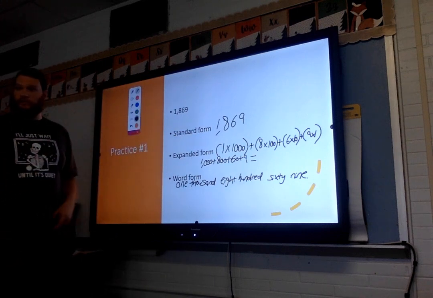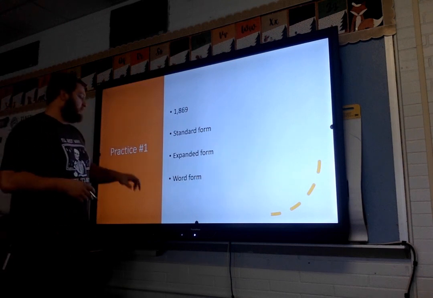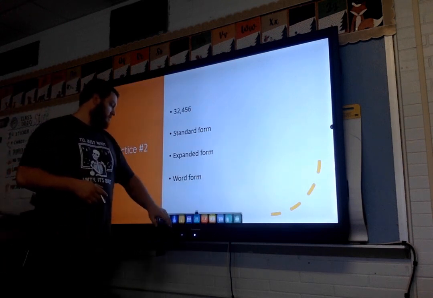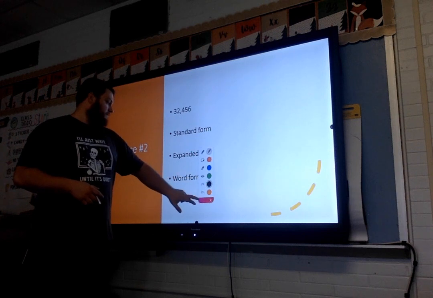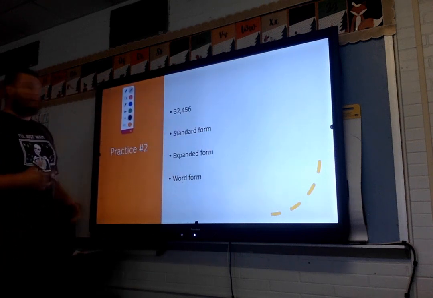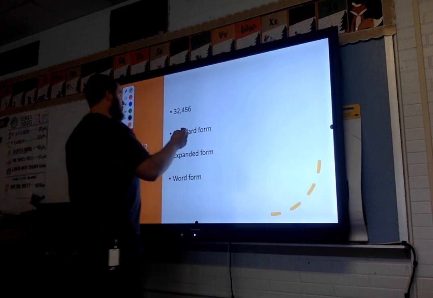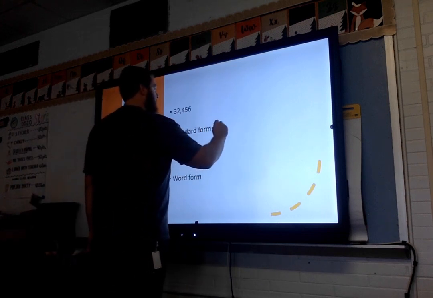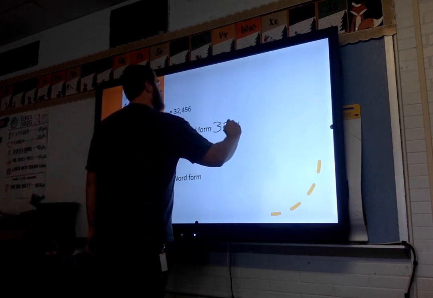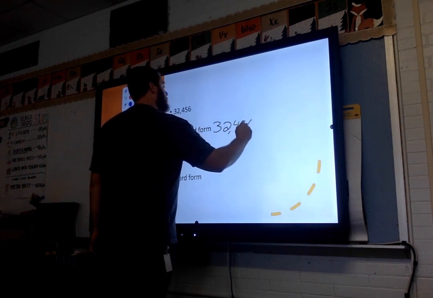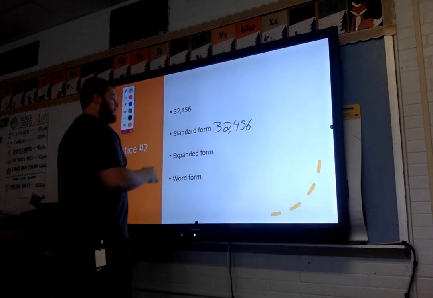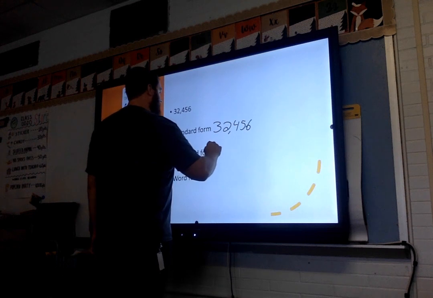And then we do 3, 2, 1 showdown, make sure it's good. Then we go on to our next. So for practice 2, just got a bigger number, 32,456. So standard form, it stays the same, 32,456. Expanded form, both ways, but I'll just model 1 for this one.